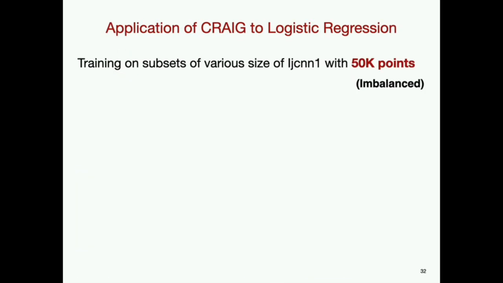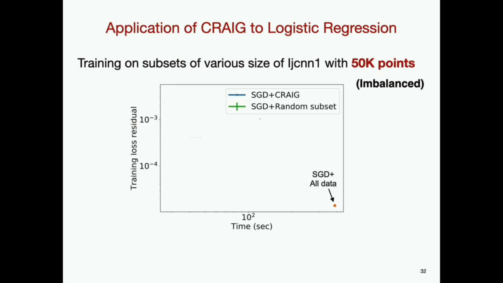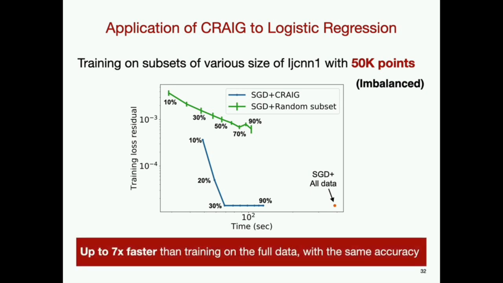Okay, let's look at some experiments. This is an example of very imbalanced data. We are training a logistic regression here. We have a 9-to-1 class imbalance ratio. If we are training on random subsets of size 10% all the way to 90%, we cannot get close to this bottom orange point, which is training on full data. But if we use our method, which we call CRAIG, after finding a 30% subset, we can already match the full data, and we get up to a 7x speedup.